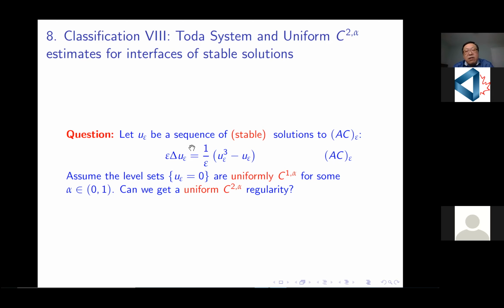Suppose u is a sequence of stable solutions to the Allen-Cahn equation, and suppose the nodal set is uniformly C1 alpha. Now, this has been proven for stable solutions in some dimensions. So the question is, can we get uniform C2 alpha estimates? How do we go from C1 alpha to C2 alpha? Suppose we already have the C1 alpha estimate, can we get to the C2 alpha estimate?